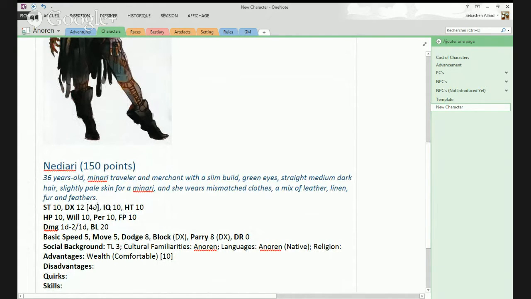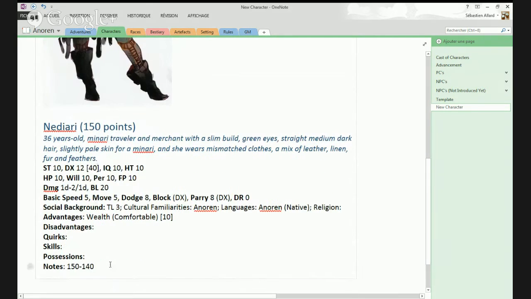And of course, every ability in GURPS at 10 costs nothing. So I don't need to worry about that. So I have 100 points left.